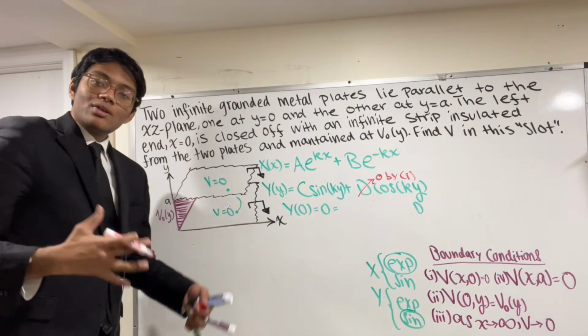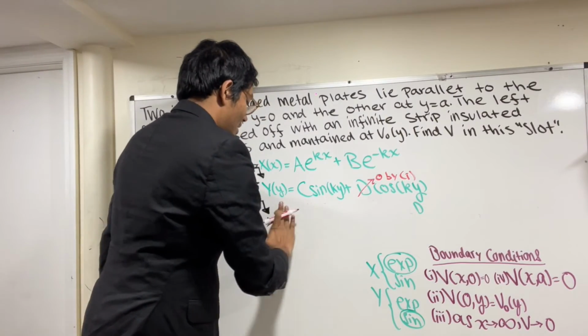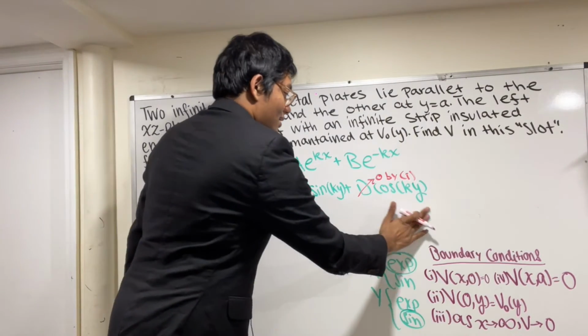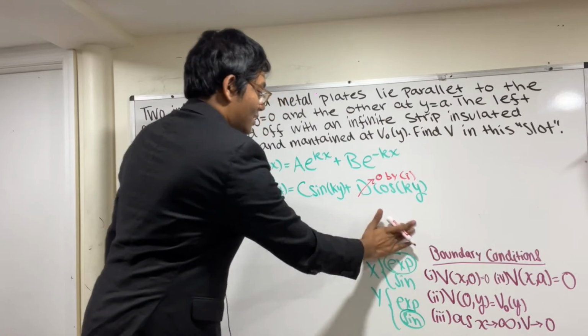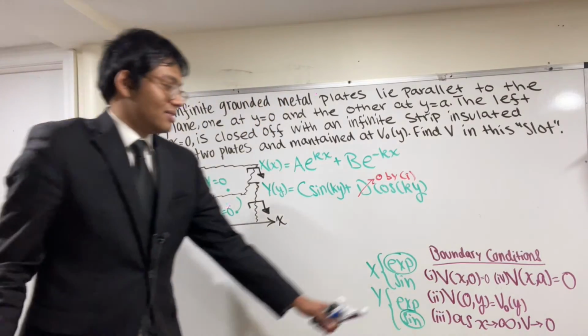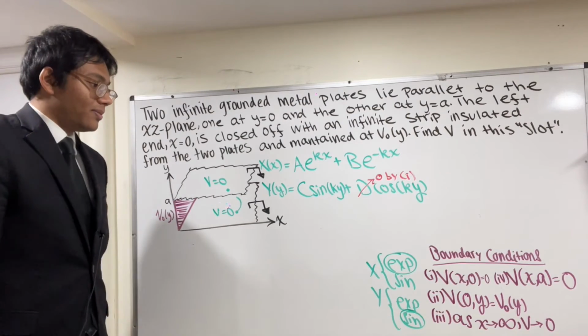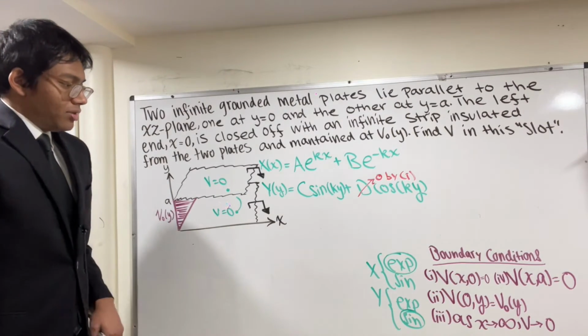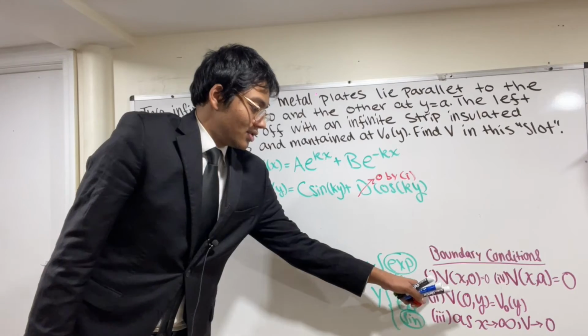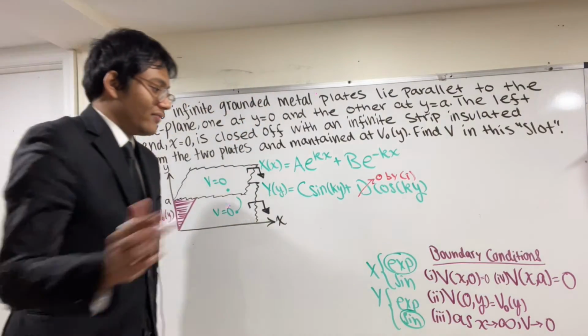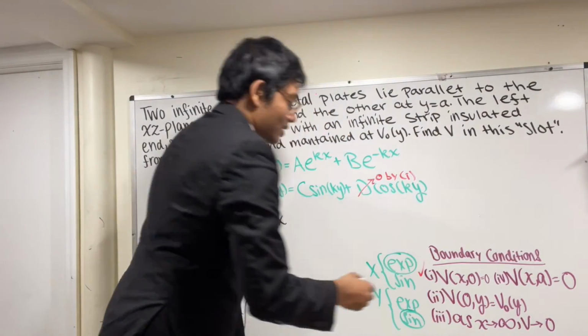Okay, see, that's why these boundary conditions are so powerful, because they help us cut out the crap, like d. We don't need d, right? In fact, it's going to prevent us from achieving our desired potential at the lower metal plate. Let's impose the second boundary condition, shall we? So we have imposed the first boundary condition, so thank you.